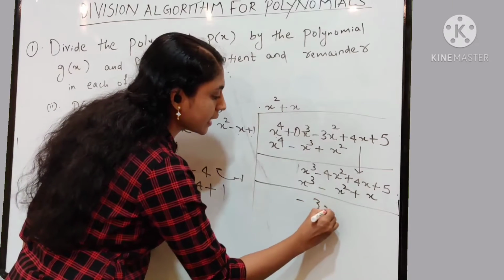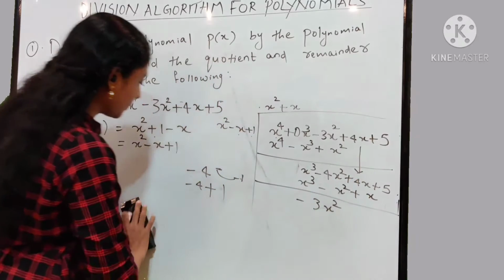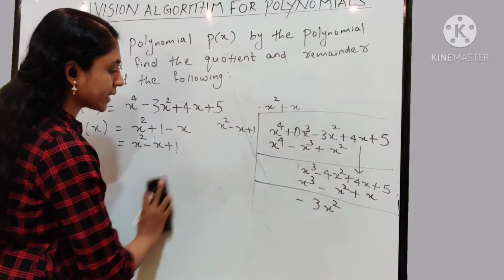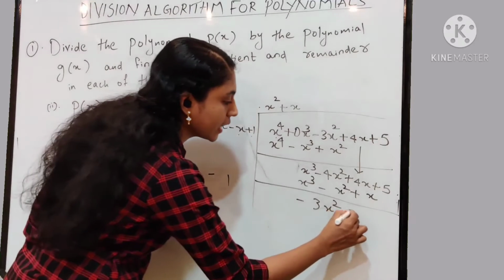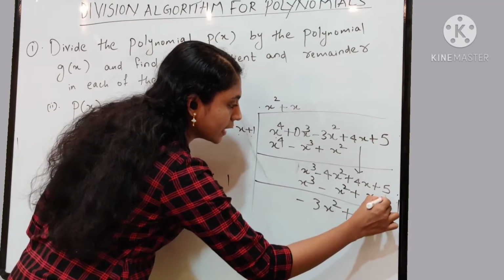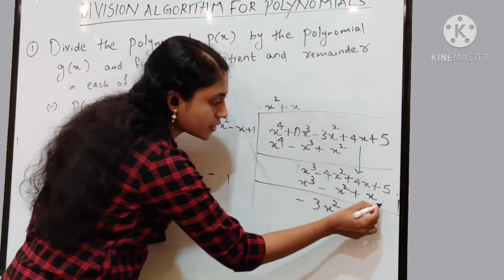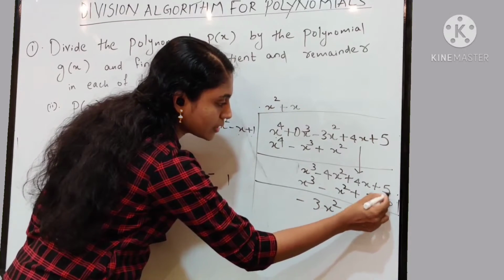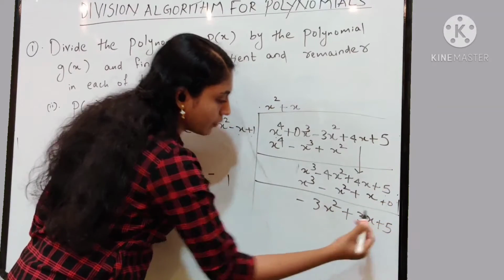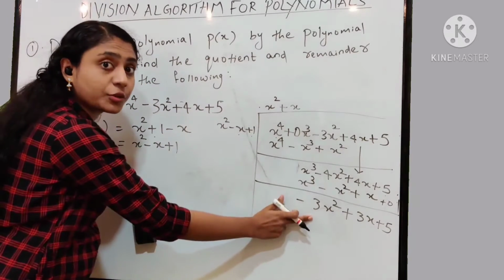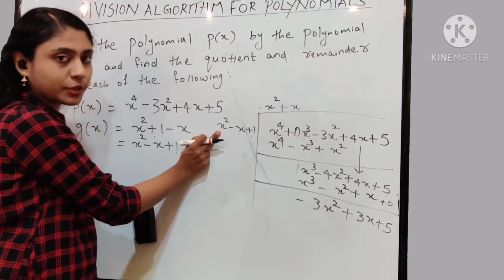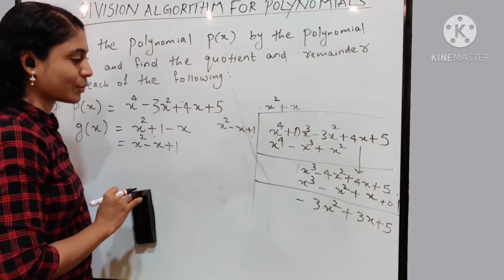So minus 3x square. Then what about the x term? 4x and x. That means plus 4 and plus 1. We are subtracting. 4 minus 1 is 3. So plus 3x. Then here the constant term is 0, right? That means 5 minus 0 is 5. Got it? Now the degree of the remainder is equal to the degree of the divisor. So we can continue the division process.